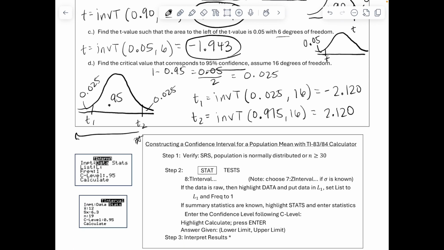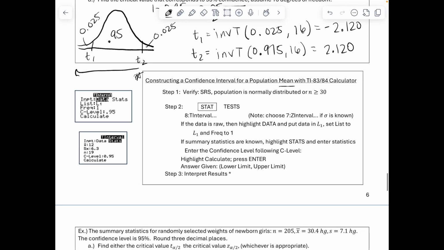Right below this, we have a box that talks about constructing a confidence interval for a population mean with a TI-83 and 84 calculator. Step one is to verify that we can actually conduct this and find our confidence interval, which would be verifying that it's a simple random sample and that our population is normally distributed or our sample size is greater than or equal to 30. Step two says to go to stat, test, and then t interval. There is a note here that does say choose z interval if sigma is known. This is not too common a case. We're mostly going to be using t interval.